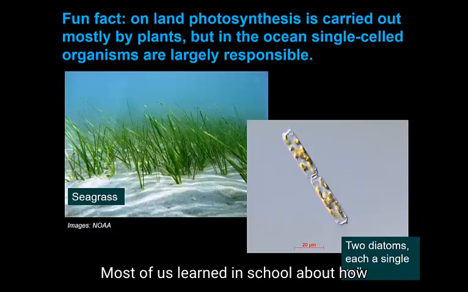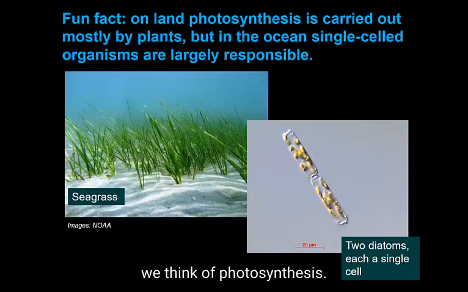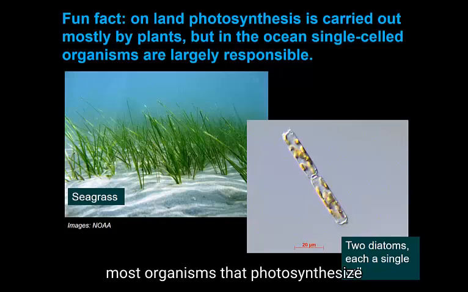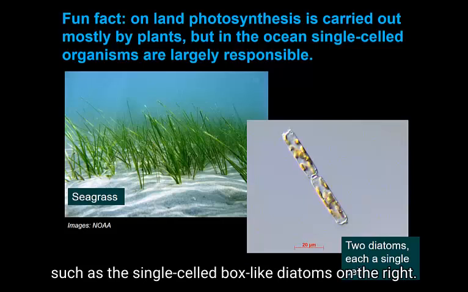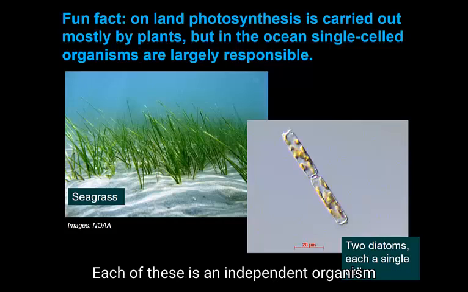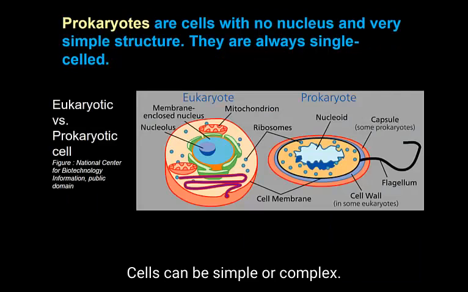Most of us learned in school about how plants photosynthesize, so we tend to think of plants when we think of photosynthesis. But while there are some marine plants, like the seagrass on the left, most organisms that photosynthesize in the ocean are not plants at all, but members of a number of groups of single-celled organisms, such as the single-celled box-like diatoms on the right. Each of these is an independent organism comprising a single cell, despite the fact that the cells are attached to each other. Cells can be simple or complex.